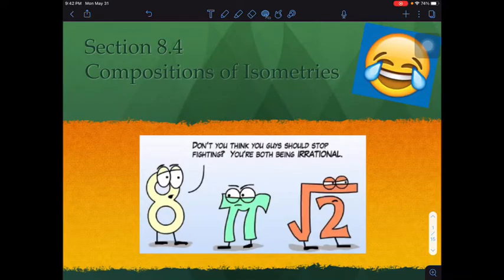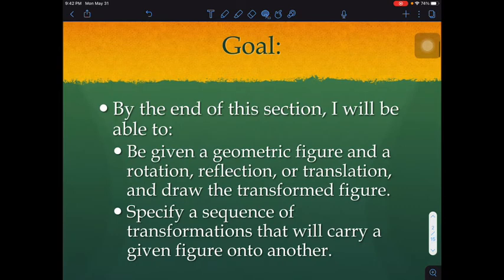Section 8.4 is compositions of isometries. Our goal is that given a geometric figure and a rotation, reflection, or translation, we can draw the transformed figure and specify a sequence of transformations that will carry a given figure onto another.